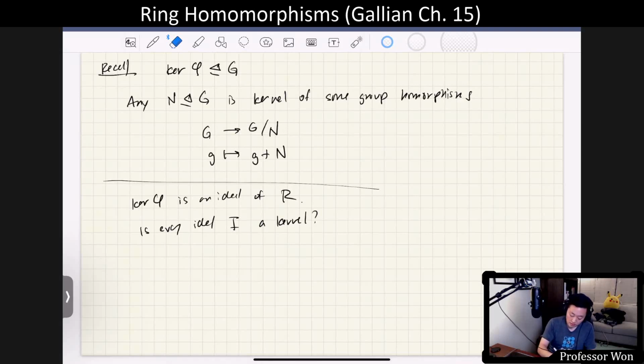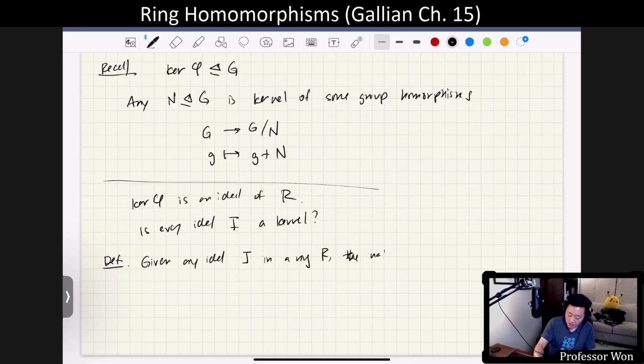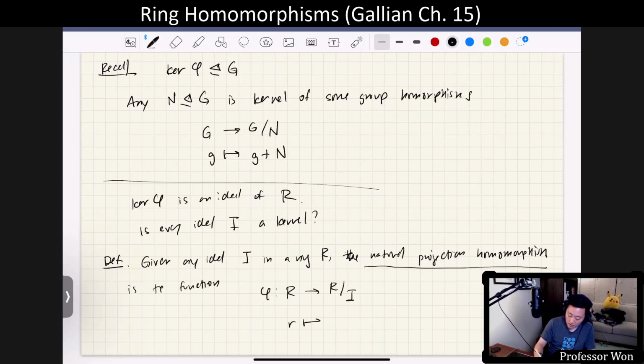So let's define that. Given any ideal I in a ring R, the natural projection homomorphism, sometimes also called just the natural mapping, is the function phi from R to R mod I, where you send little r to just the coset of I represented by r. In other words, it is just the projection when you think about the underlying additive group structure of R.